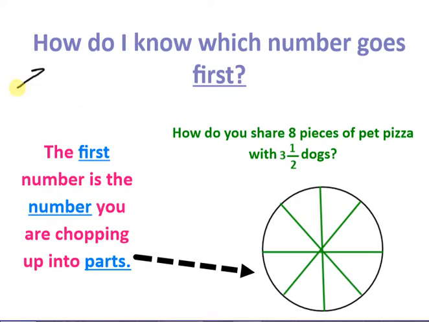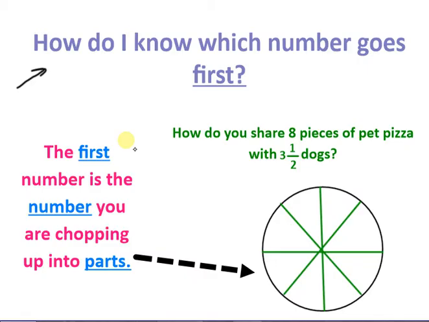This is the key question. Oftentimes students have a very difficult time once they determine, oh, hey, it's a division problem. They can't decide which number goes first. Is it 3.5 divided by 4.5, or is it 4.5 divided by 3.5? And so I need you to ask yourself this question when you're trying to figure it out. Which number are you chopping in half?